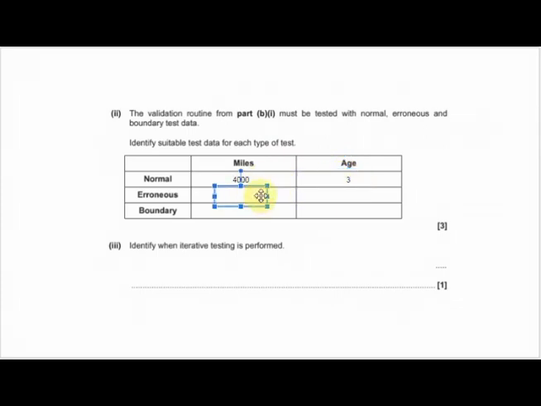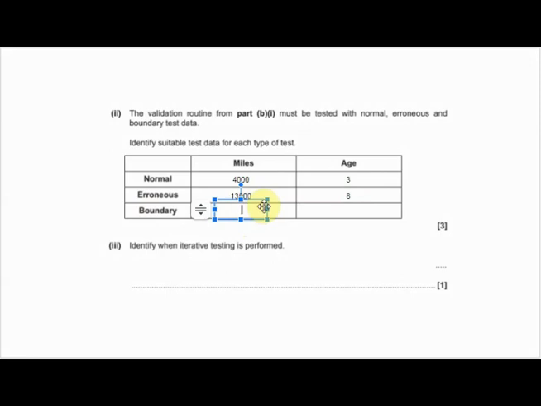Remember, erroneous is completely and utterly not going to get through. It's far too big. So you could say, I don't know, 13,000 miles. Or you could have put in a string here. And then the age, again, we want to say that the age is far too old to be able to get through my system. And then here on the boundary, we've got to really think about what makes it absolutely on the boundary.